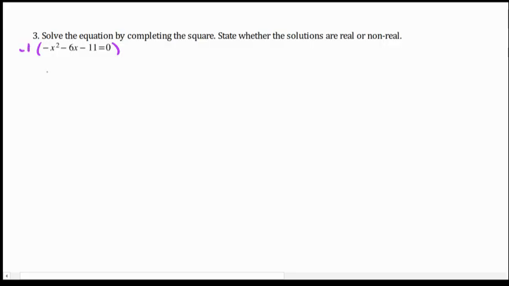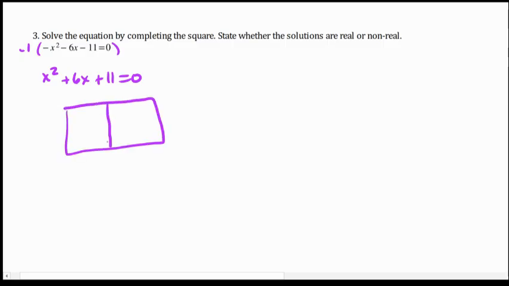Either way, what that will make it be is positive x squared plus 6x plus 11 equals 0. And now that it's positive, I can move forward with my completing the square because my first term is x squared. And so we can now split the second term in half and figure out what goes in this last box, because again, we want the sides to be the same here. 3 times 3 is 9.